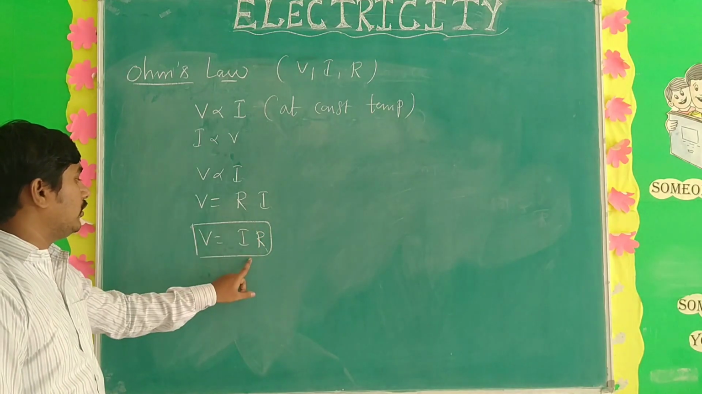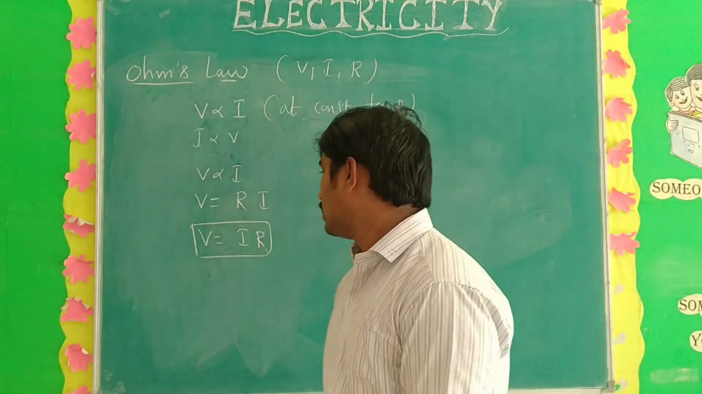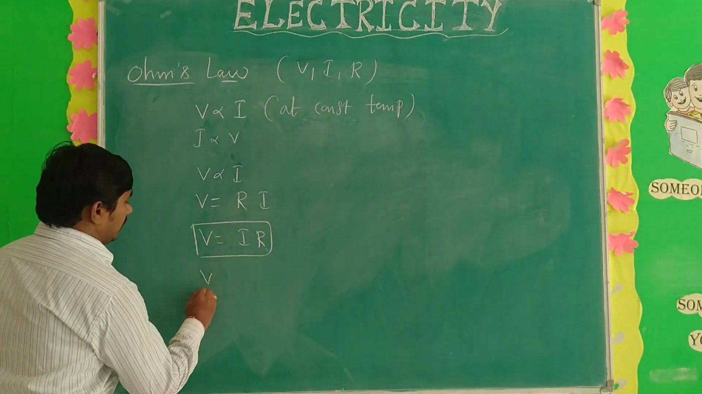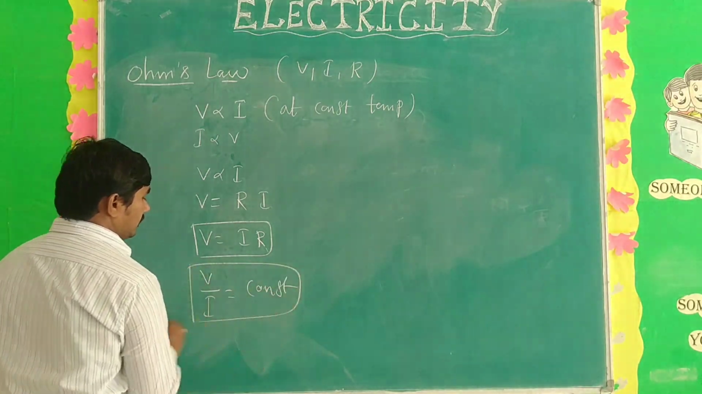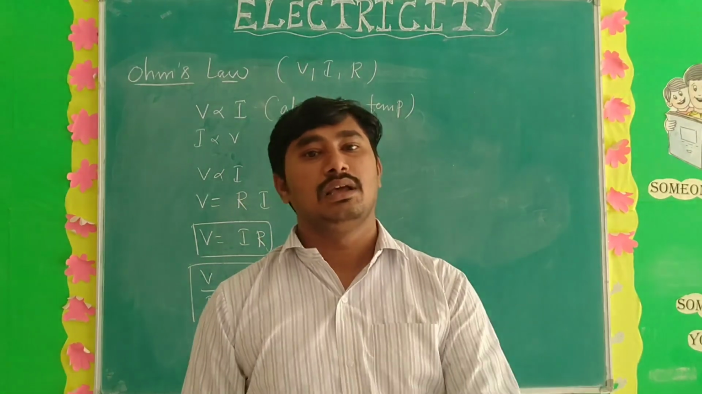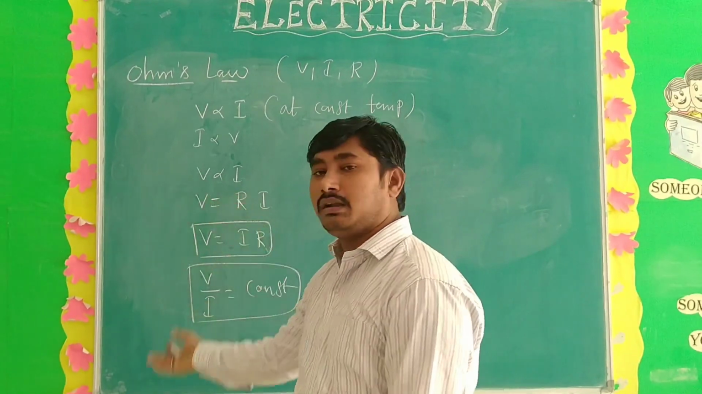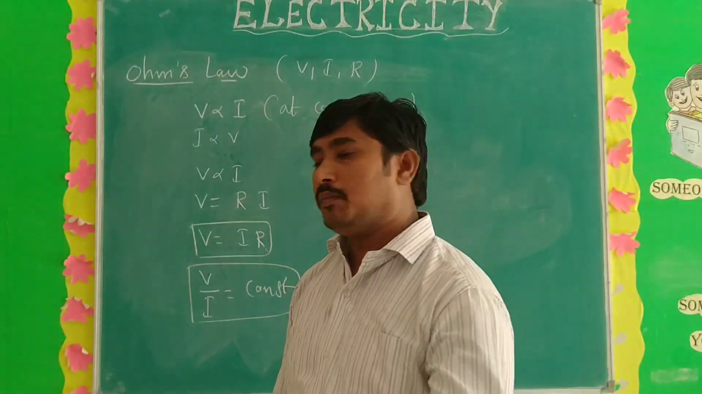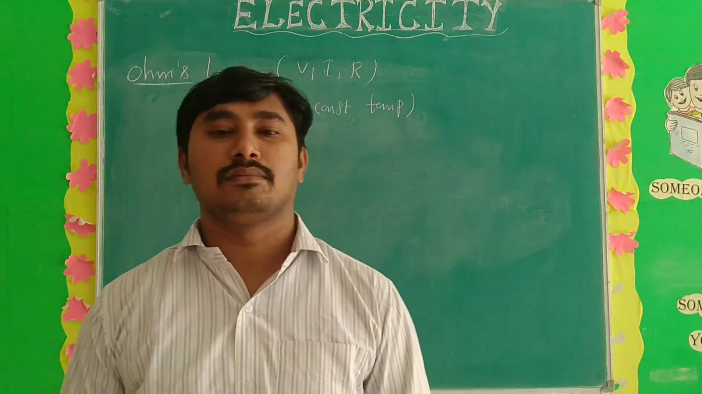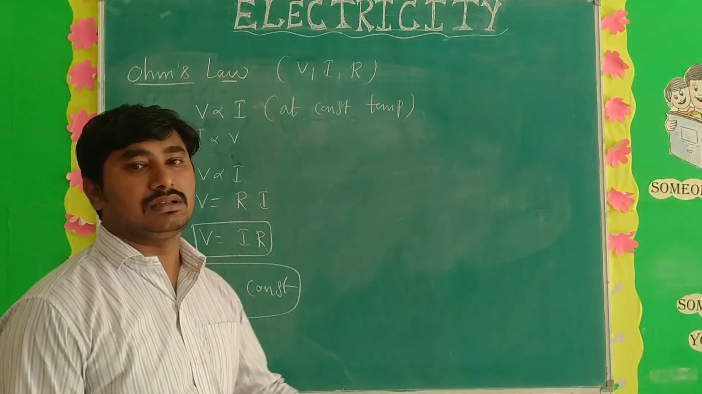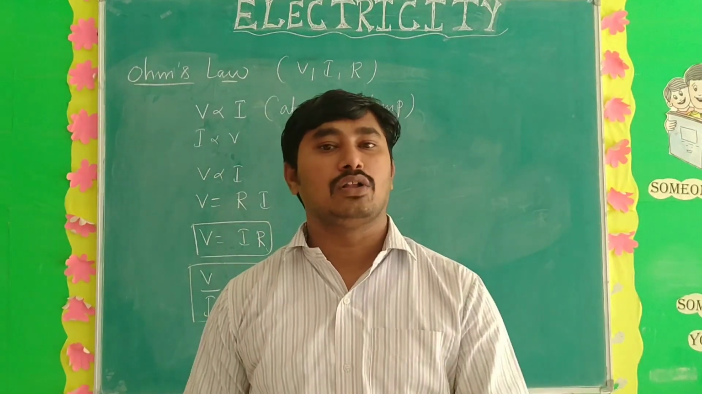When you take the R value, the potential difference is 1 volt and the current is 1 ampere. How do we take R? We take V by I, whose value is always constant. So simply, Ohm's law means the V by I value is constant. Whenever materials obey Ohm's law, the V by I values are constant, which means the material follows Ohm's law. In case V by I values are not constant, the material does not follow Ohm's law. You have to try experimentally how Ohm's law comes.